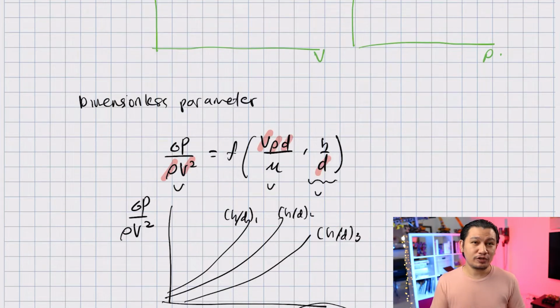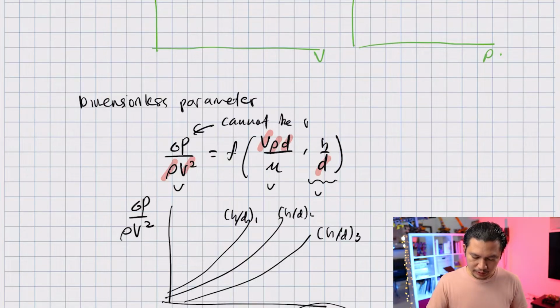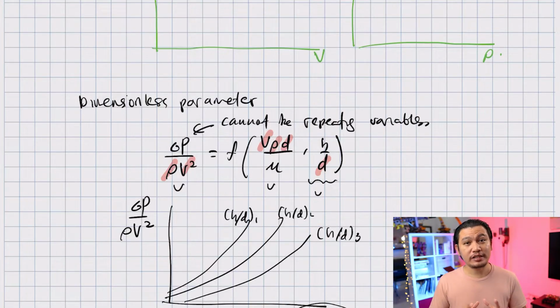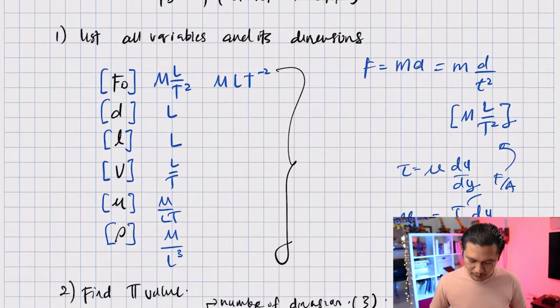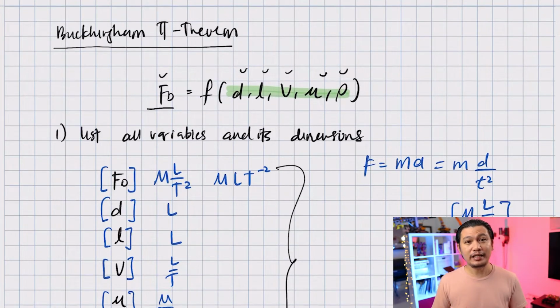And there are a few rules that you need to follow in order to determine these repeating variables. The first rule, which is very obvious, is that the repeating variables cannot be your dependent variable. So in this example, delta P cannot be a repeating variable because this is your dependent variable. It cannot exist at multiple places. It must exist as the title of that equation. So let's take a look at our example. So Fd definitely cannot be your repeating variable. Okay, so I'm going to cross it here. Fd cannot be your repeating variable.